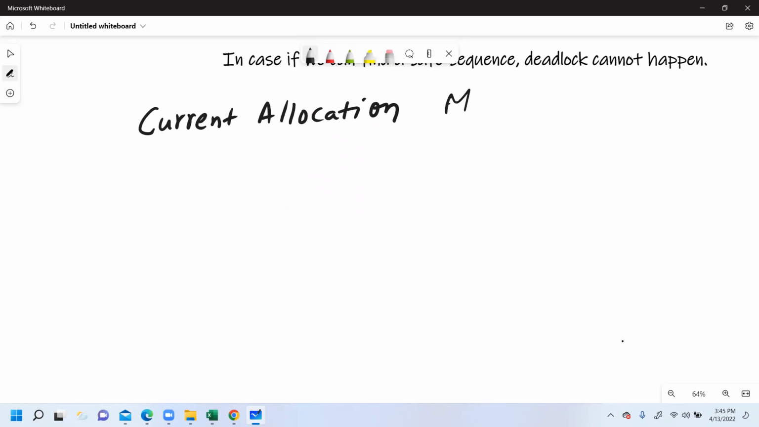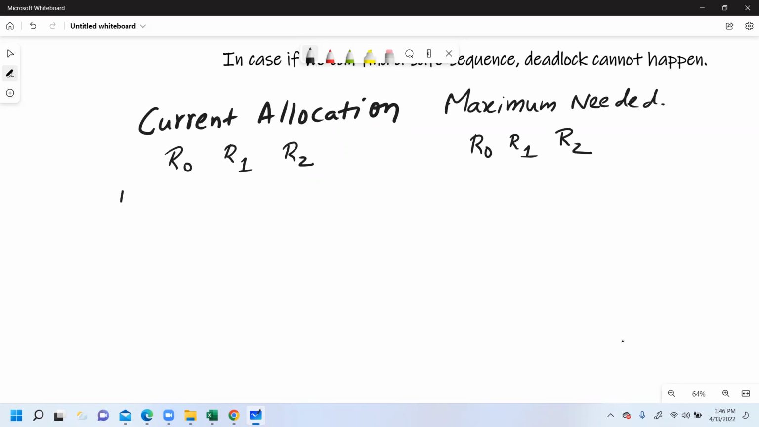And maximum needed. See, this is the maximum, not total needed. It's the maximum needed. And there are three resources. In the previous case, I said X, Y, Z. Now I'm going to say R0, R1, and R2. And maximum needed is R0, R1, and R2, for processes P0, P1, and P2. So see, this is the current allocation.